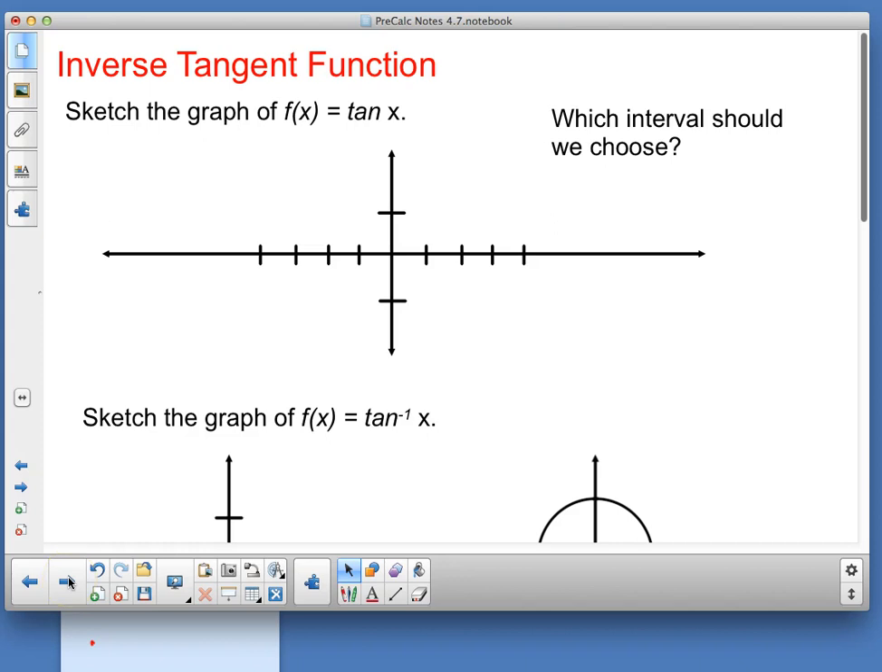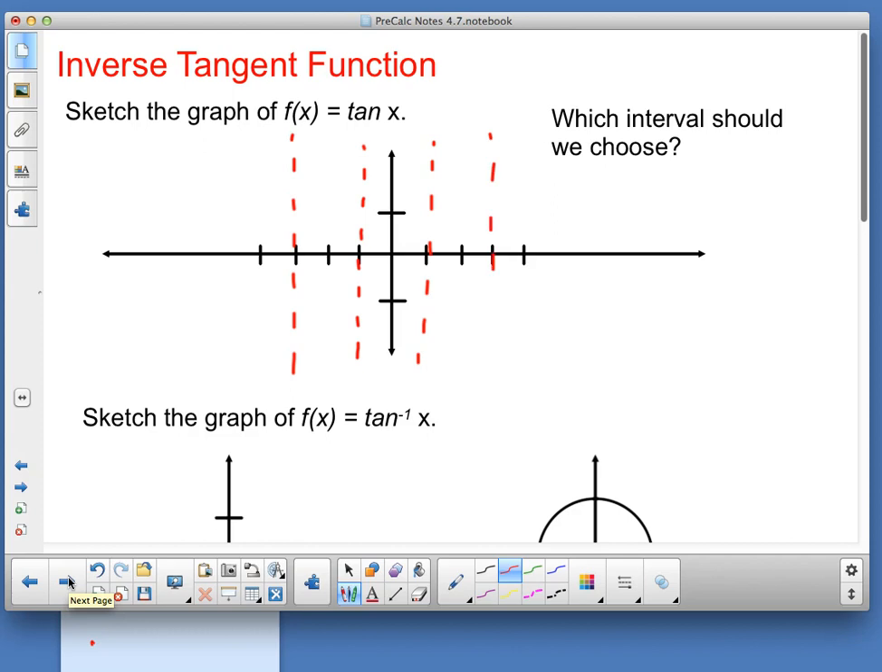Tangent, if we're looking at this. And how did I do this? Well, let's go here. Let's go here. Let's go here. I've got 0 here, a 0 here, a 0 here, a 0 here, and a 0 here for tangent. Remember, tangent is from negative pi over 2 to pi over 2.